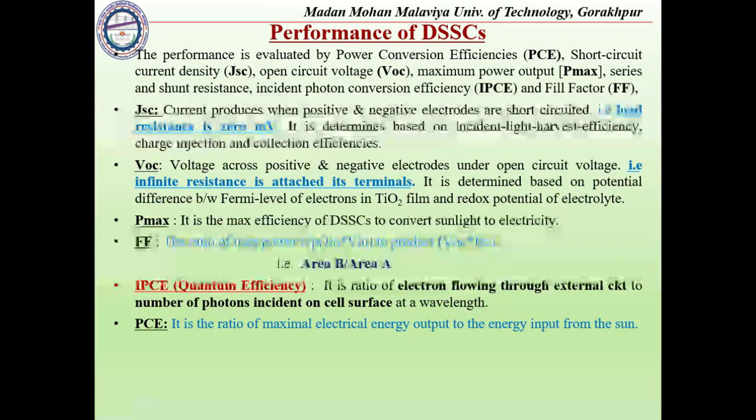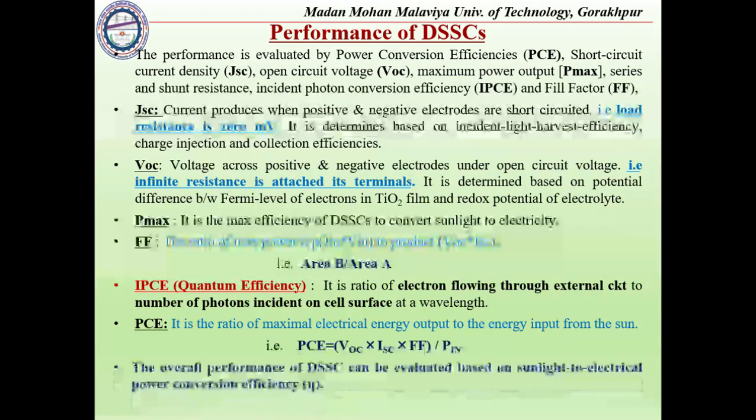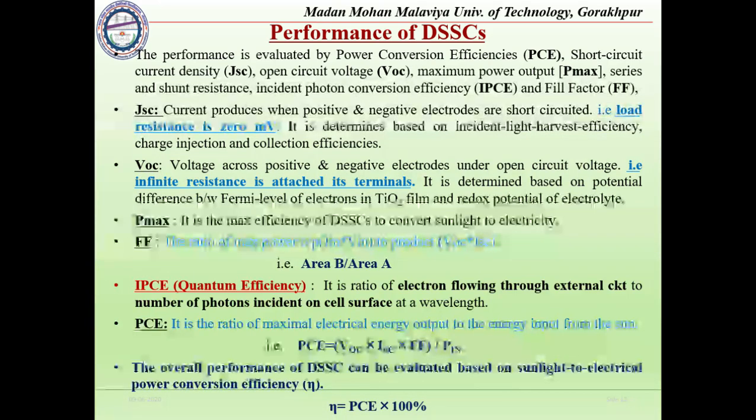Photon conversion efficiency determines the overall performance of any type of solar cell. It is the ratio of maximum electrical energy output to energy input from the sun. It is the product of the open circuit voltage, short circuit current density, and fill factor, divided by the input power, which is incident on the effective area of the cell.